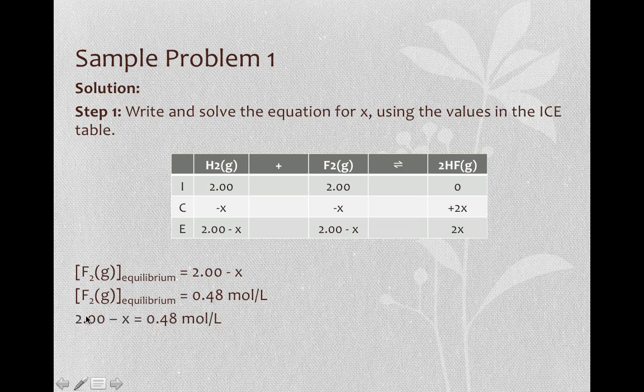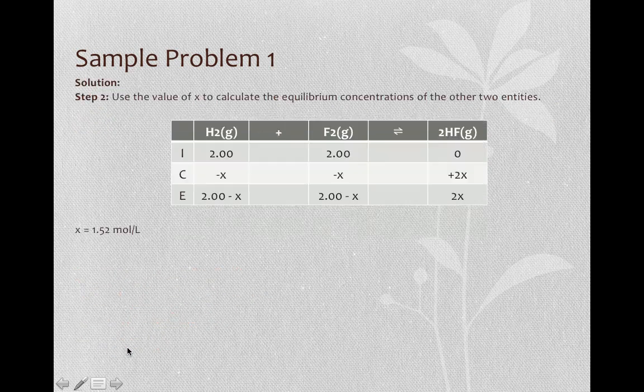So we can set these two equal to each other. We can say 2 minus x is equal to 0.48, and then we can solve for x. If we do that, we're simply moving these around. We're moving the 0.48 over, so it's 2 minus 0.48, and x is coming over here. And now we get a positive value of 1.52. So from this, now we know that the change, our x in this table, is equal to 1.52.